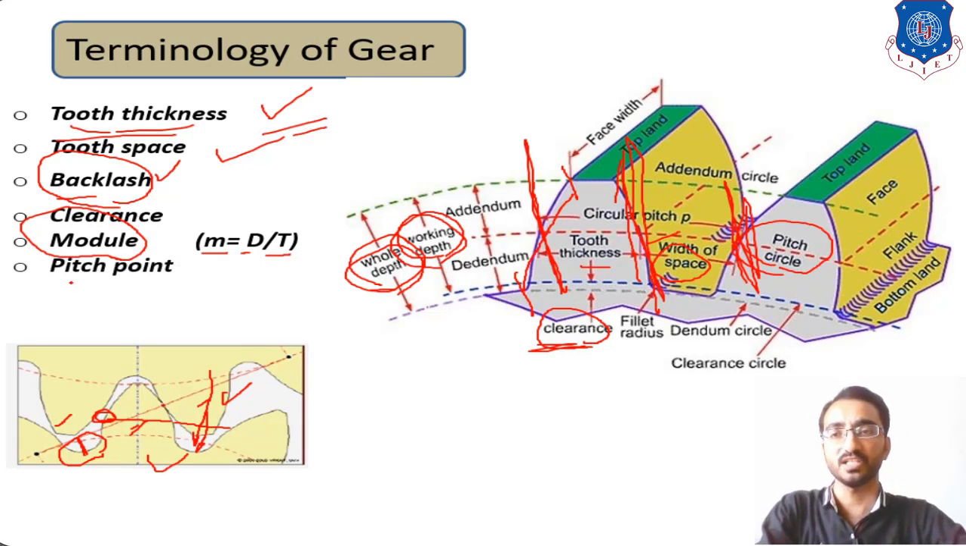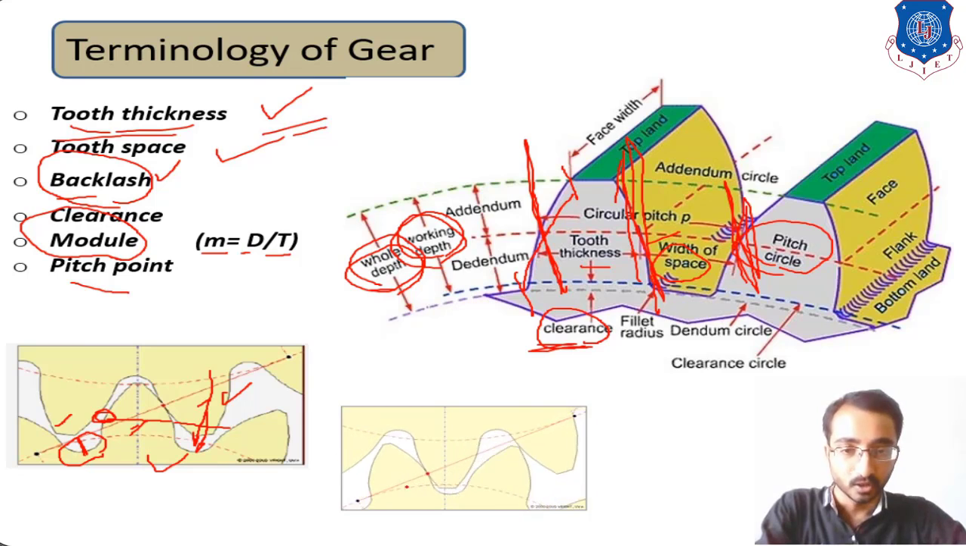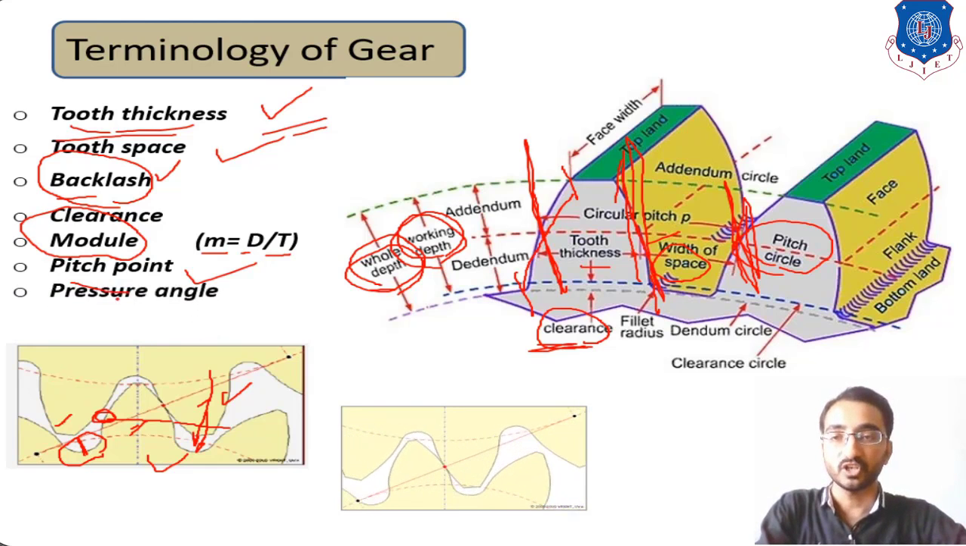Next term is pitch point. Now, during engagement of one gear with the other gear, you can observe over here that one point is always in contact between them. So this point is known as the pitch point. Clear?